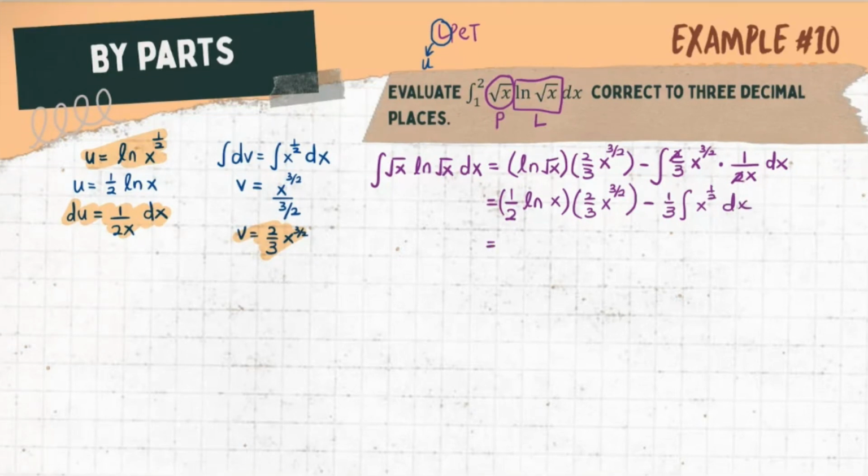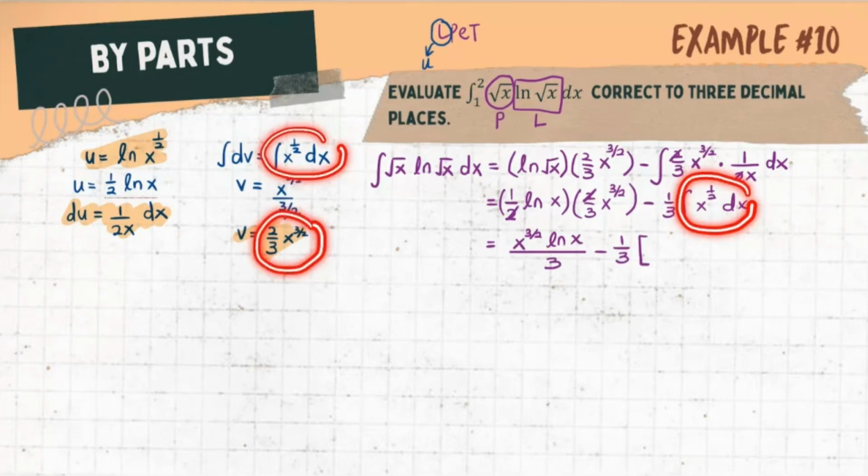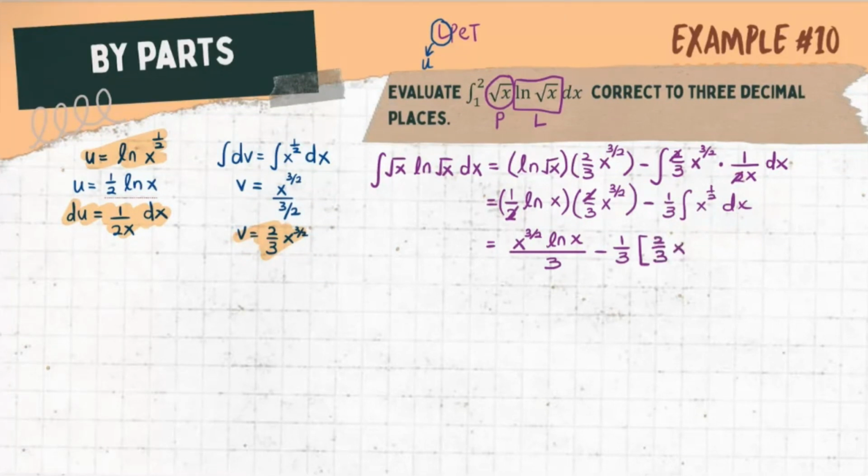Okay, so next will be 2 dengan 2 ni boleh potong. So ada X kuasa 3 per 2 ln X over 3 minus 1 over 3 integrate X to the power of half, alah benda ni benda yang sama kan? Nampak tak? Integrate X to the power of half, kita dapat 2/3 X to the power of 3/2. Saya salin je lah. Plus dengan C. Okay, X 3/2 ln of X over 3 minus 2/9 X to the power of 3/2 plus C. Betul lah, plus C.